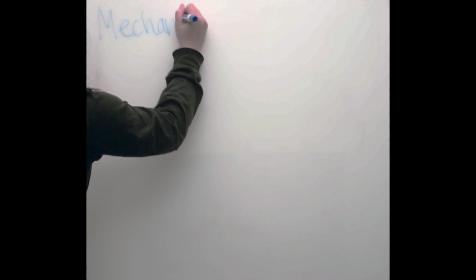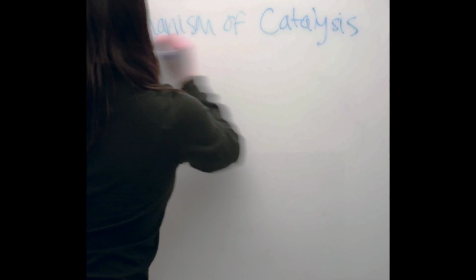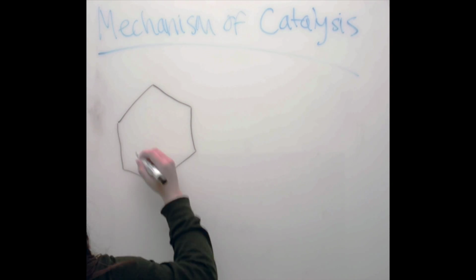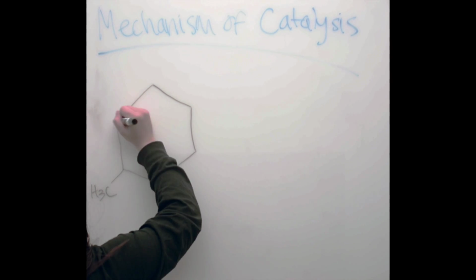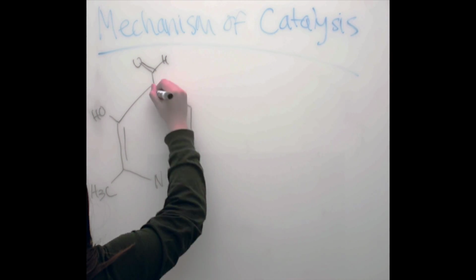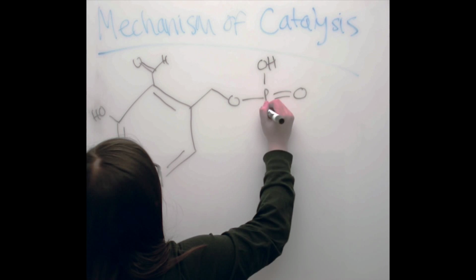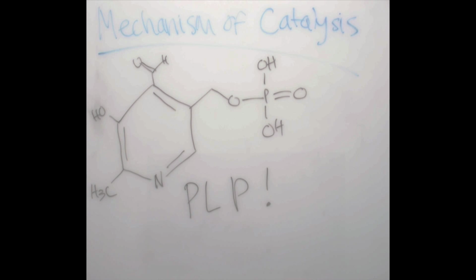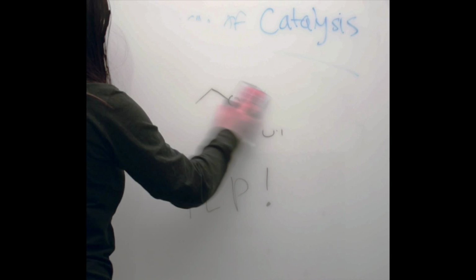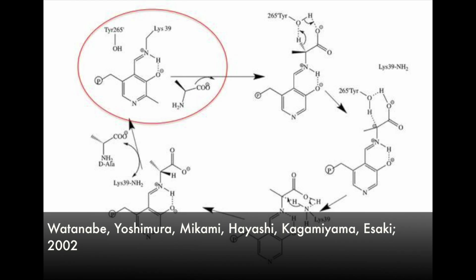Now, let's take a look at the proposed mechanism of alanine racemization. Section 3. Mechanism of catalysis. First, it is important to note the cofactor at the center of this proposed mechanism, pyridoxal 5' phosphate, also known as PLP. Here we see PLP with the formyl group replaced by the R group of a lysine.